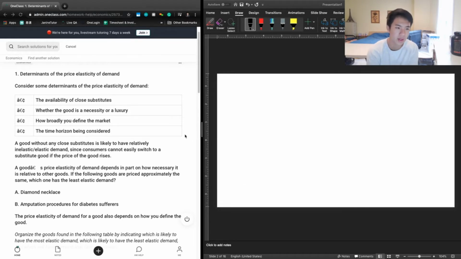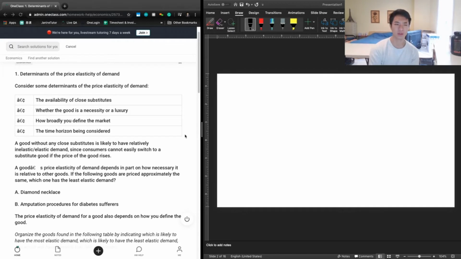The first question says the determinants of price elasticity of demand. Consider some determinants of the price elasticity of demand. Number one, the availability of close substitutes. Number two, whether the good is a necessity or a luxury. Number three, how broadly you define the market. And number four, the time horizon being considered. A good without any close substitute is likely to have relatively inelastic or elastic demand, since consumers cannot easily switch to a substitute good if the price of the good rises.